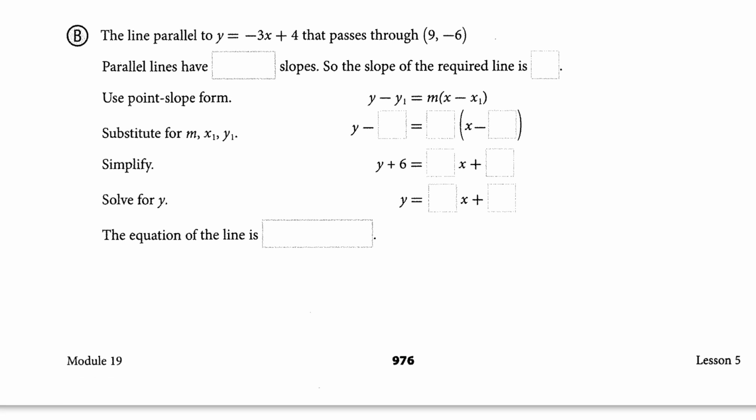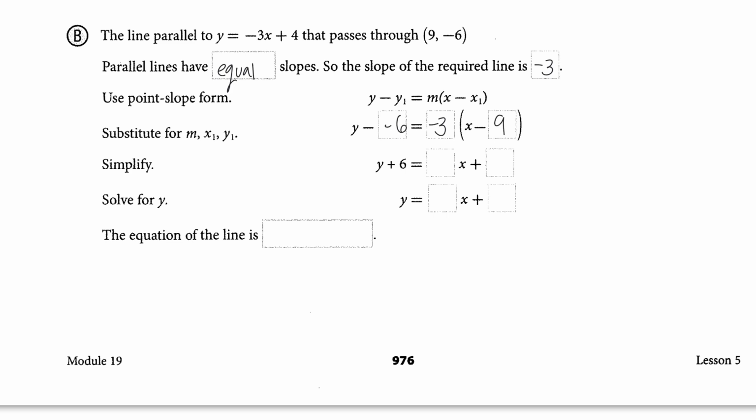B, the line parallel to y equals -3x plus 4 that passes through the point 9, -6. Parallel lines have equal slopes, or the same slope. So the slope of the required line is -3. It has to be the same. Use point slope form, substitute for m, x1, and y1.